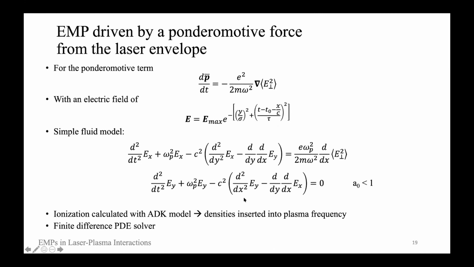When I simulated this in 2D, even though there is a ponderomotive force in the Y direction, I actually left it out because our A naught value is much less than 1, so we're not going to see a big blowout of the electrons behind the laser pulse.